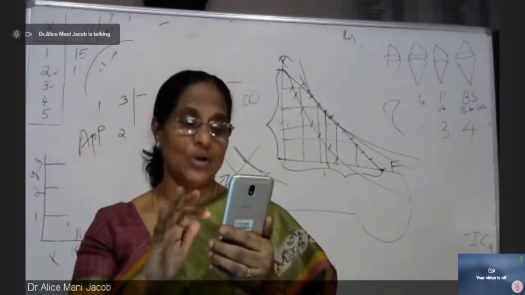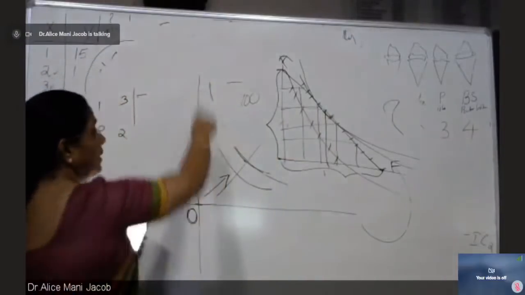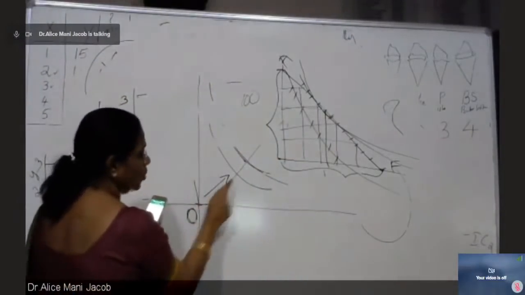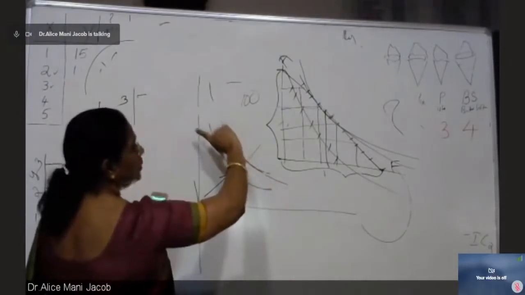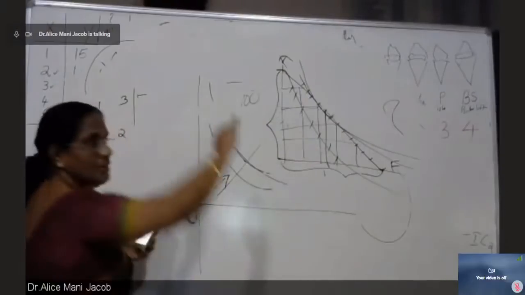Please explain concave and convex. I have already explained. Convex says, as you look from here, how does it look? It's convex. If you look from here, it looks like this. It is concave.